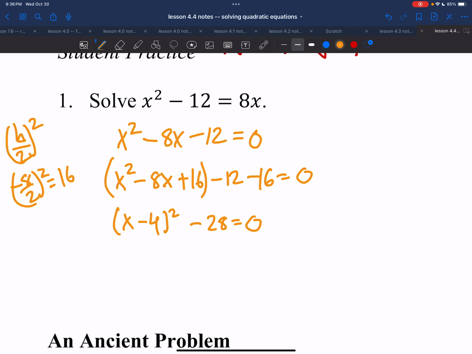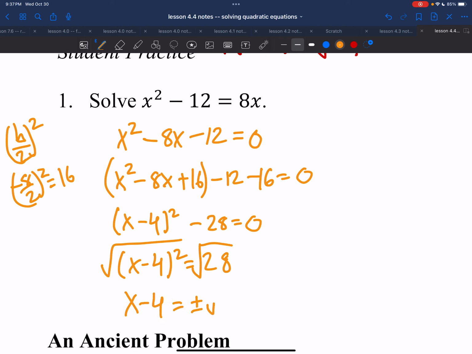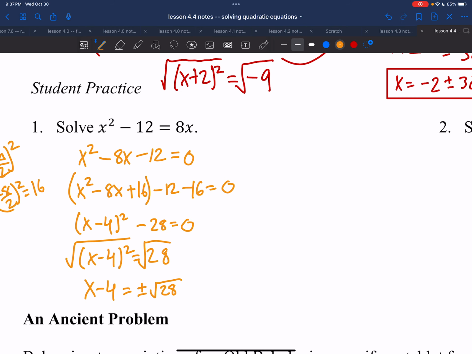Now, can I solve this? The way I would do this is add 28 to the other side and take the square root of both sides. So I get x minus 4 equals plus or minus the square root of 28. I do need to simplify this. 28 is 4 times 7. So the square root of 28 is the square root of 4 times the square root of 7. The square root of 4 is 2, so that simplifies as 2 root 7.